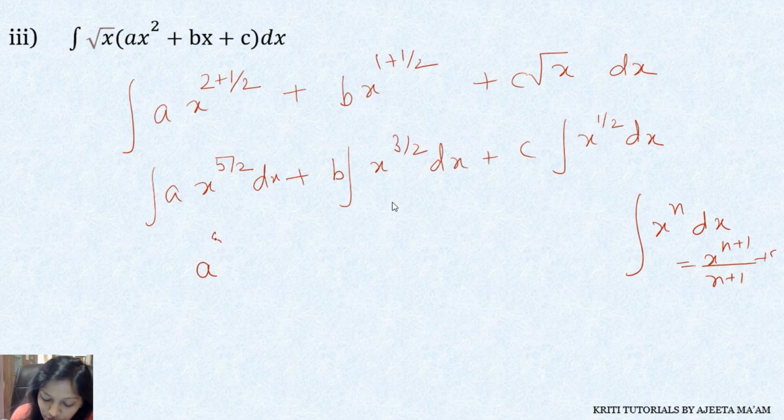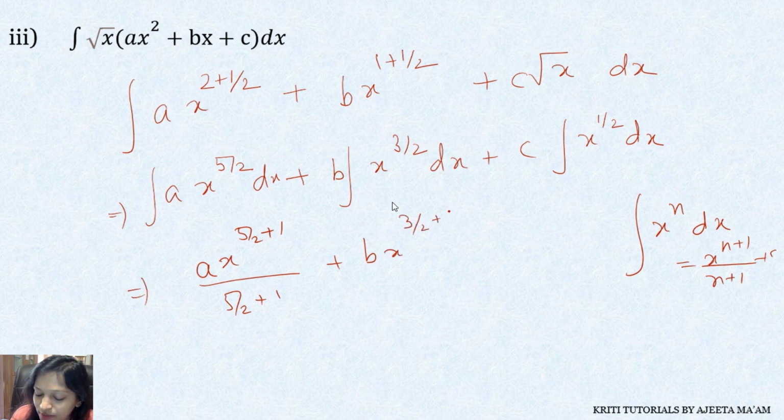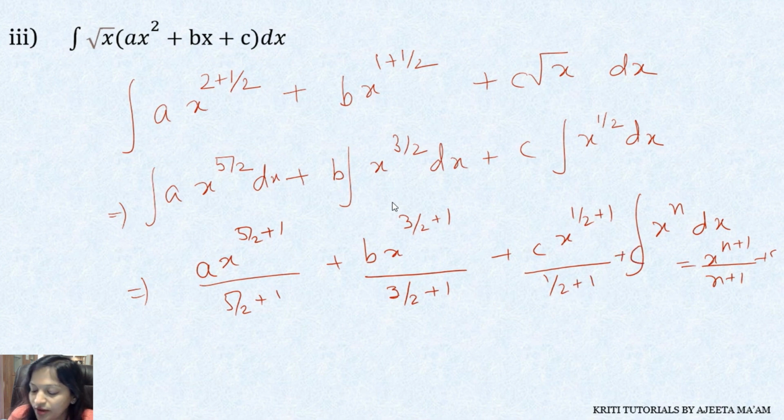So let's make it now. 5 by 2 plus 1 upon 5 by 2 plus 1. Now b. And these many steps are enough for exams also. I am giving you only the steps as per the marking scheme of the board. Okay, no need to add anything, right? So you can simply write it in this way and get full marks. Clear? Now this becomes plus C.